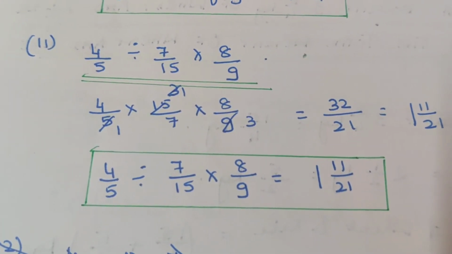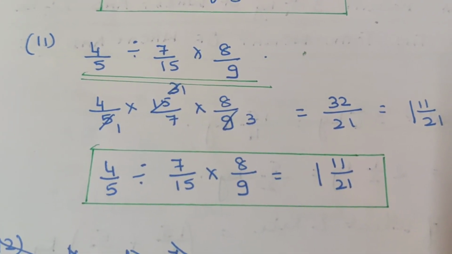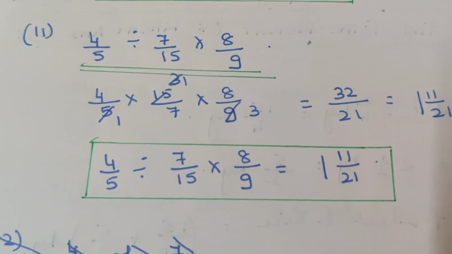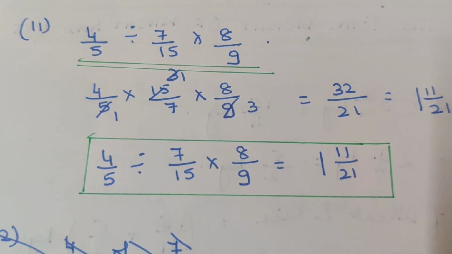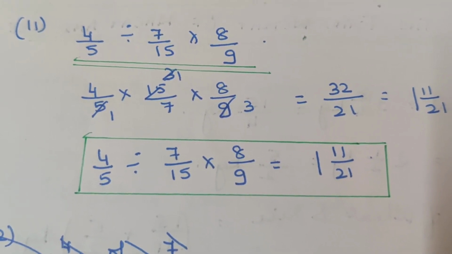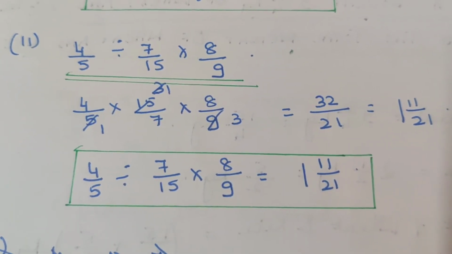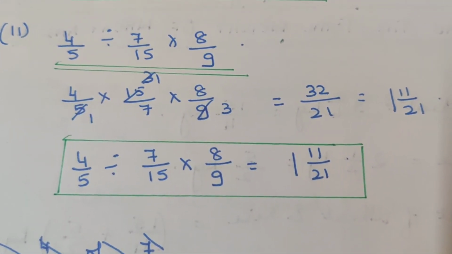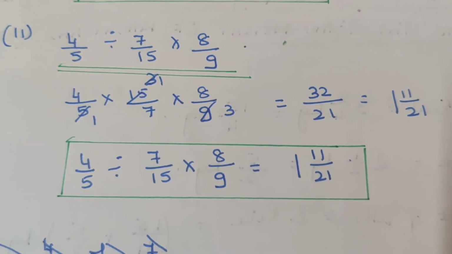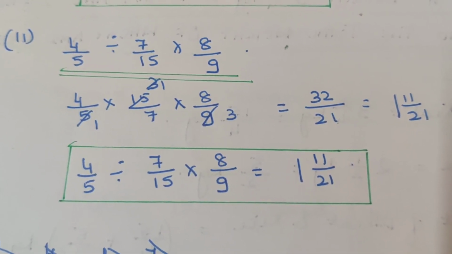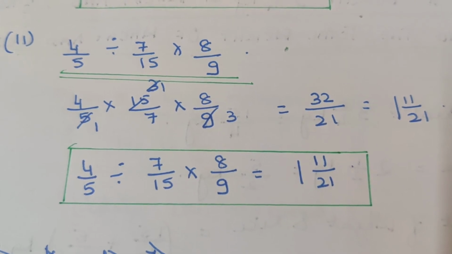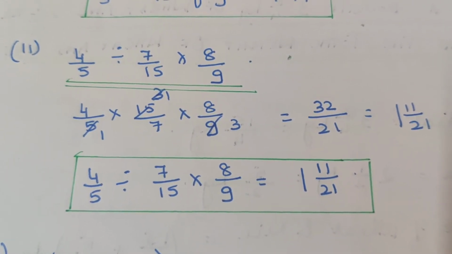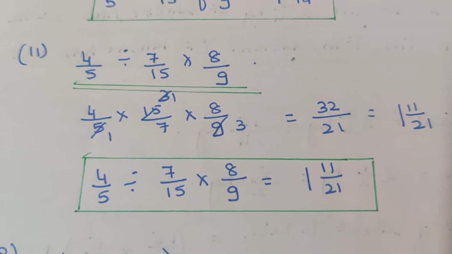Next one. 4/5 ÷ 7/15 × 8/9. Using BODMAS, first we have to do division. It becomes 4/5 × 15/7 × 8/9. When you simplify, you get 32/21. That is equal to 1 11/21. Therefore, 4/5 ÷ 7/15 × 8/9 is equal to 1 11/21. Hope this is clear.